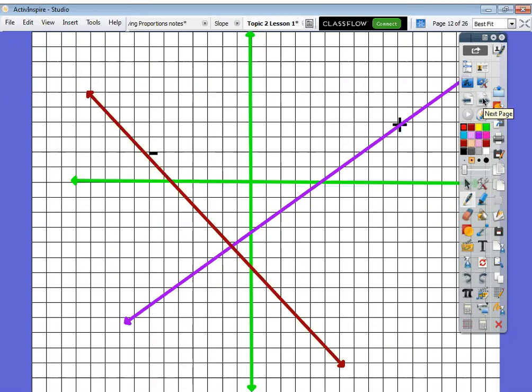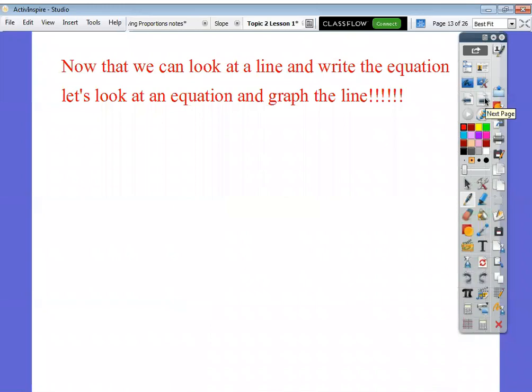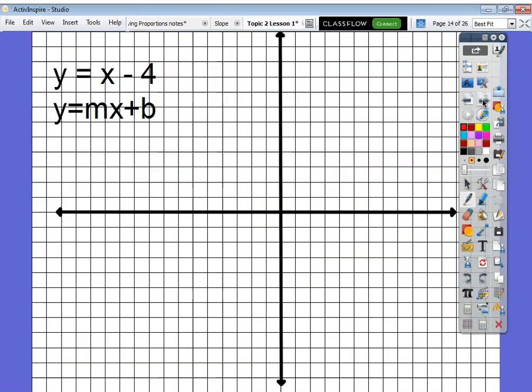I'm not quite sure what I was talking about there, so I'm just going to move forward. Okay, now, you guys, what we just did is we saw the line, the graph, and we wrote an equation. But let's do the opposite of that. Now, let's look at an equation and graph the line that goes with it. Okay? All right, so ready?